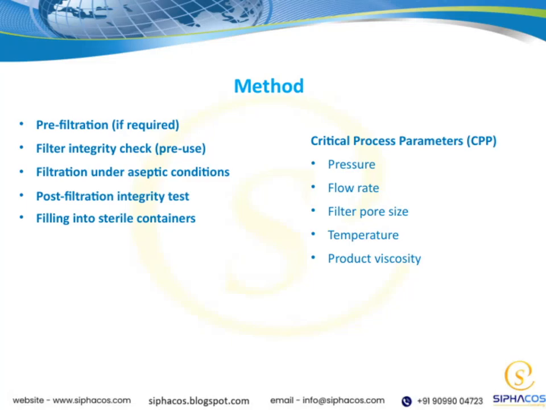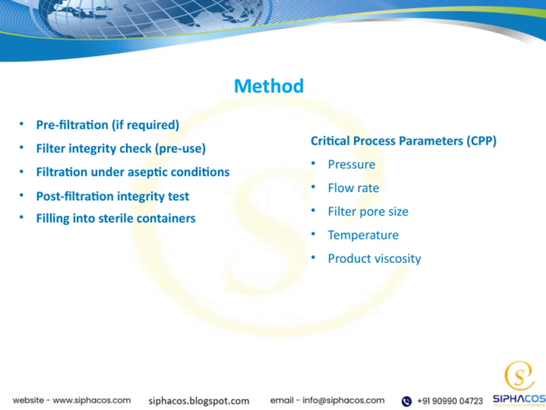Now, let's dive into the critical process parameters, or CPPs, that are essential for ensuring the quality and safety of our filtration process. First, pressure plays a vital role because maintaining the correct pressure helps prevent damage to the filter and ensures optimal flow. Speaking of flow, the flow rate is equally important as it impacts the efficiency of filtration and the overall process time. Next, filter pore size needs to be carefully selected to remove unwanted particles while allowing the product to pass through without issues. Temperature is another key factor. Keeping it within the specified range maintains product stability and filter integrity.